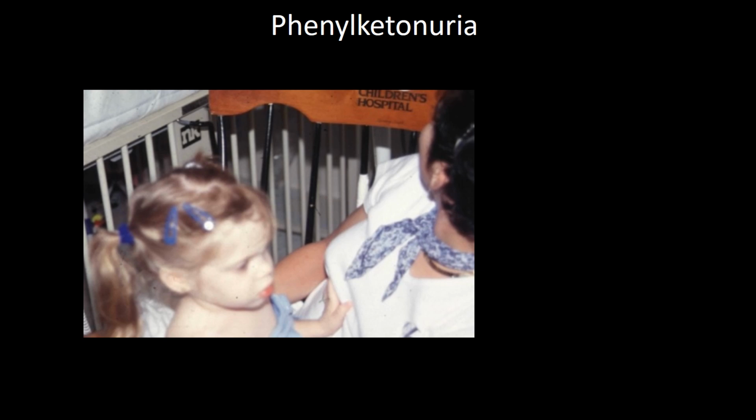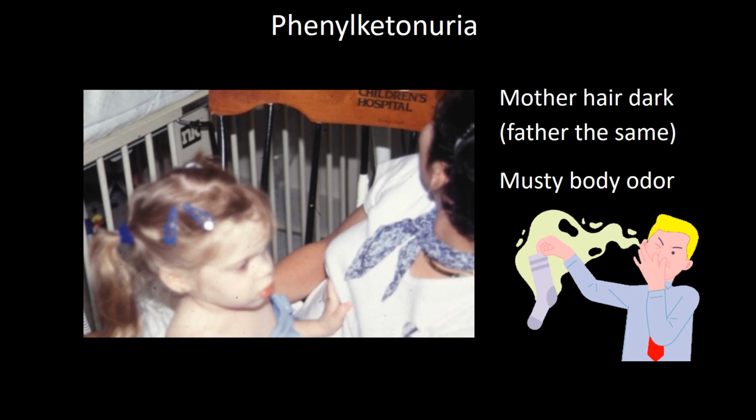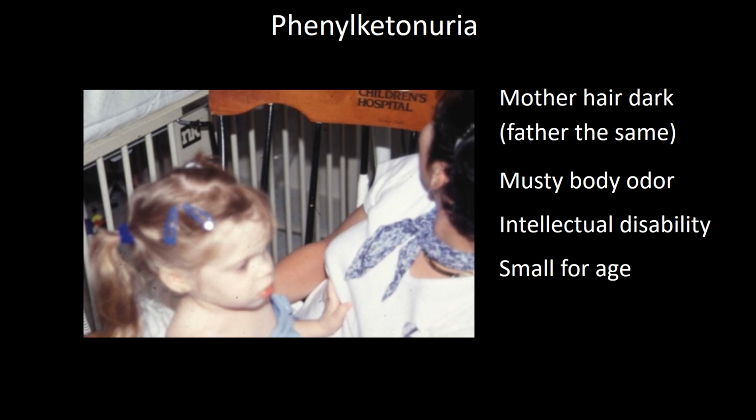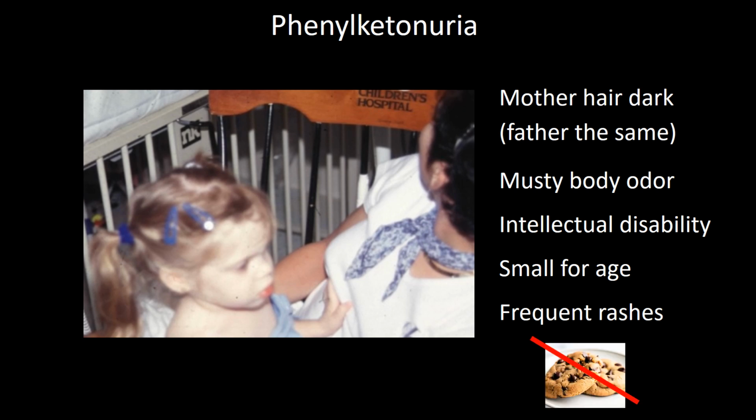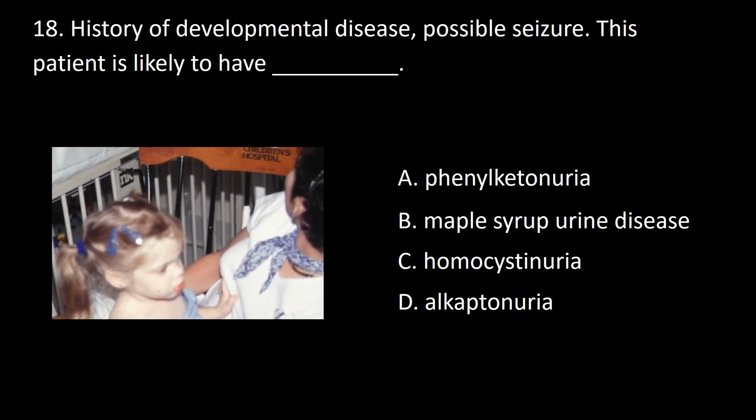Mother's hair is black and she has a darker complexion. Father's complexion and hair were similar or even darker than mother's. Her urine had a musty odor. She was intellectually delayed, small for gestational age, and had frequent rashes. In addition, she did not like peanut butter chocolate cookies, a treat high in phenylalanine. So the answer to this question is A.